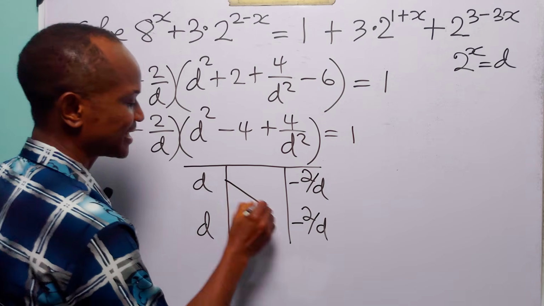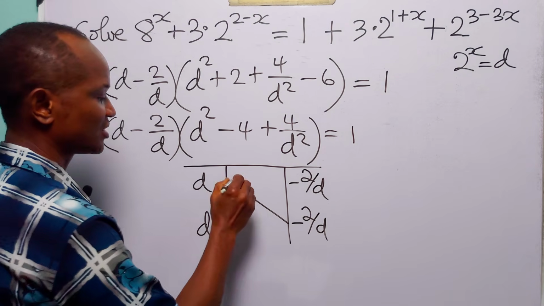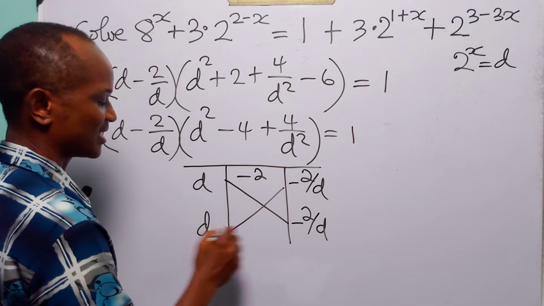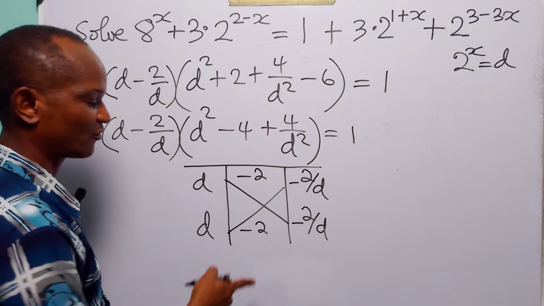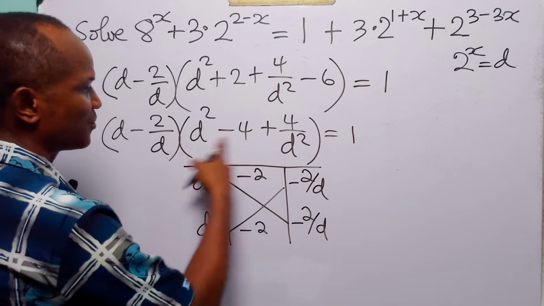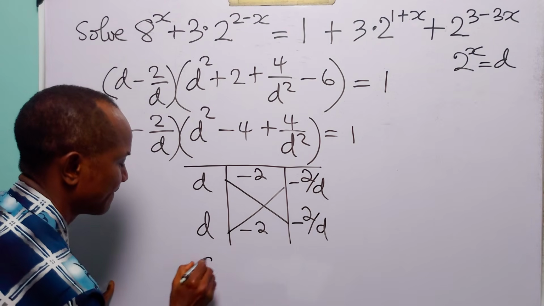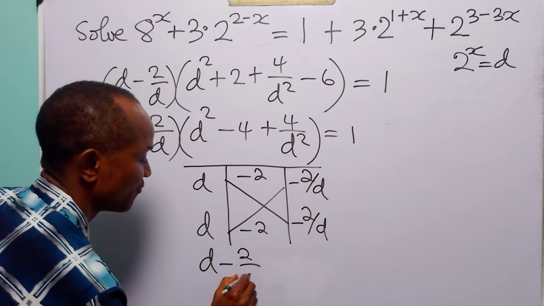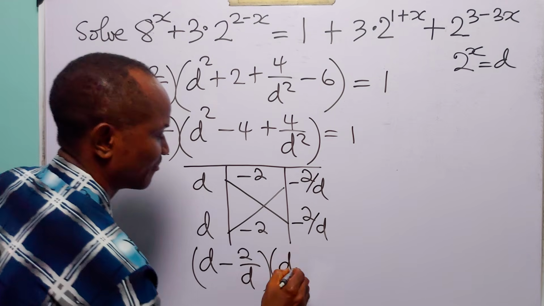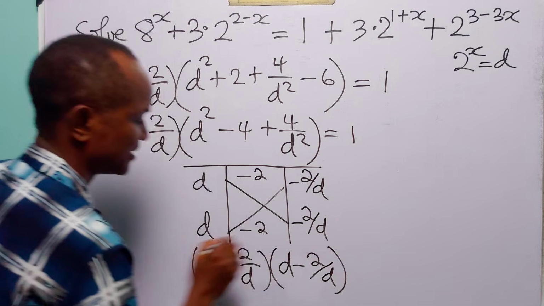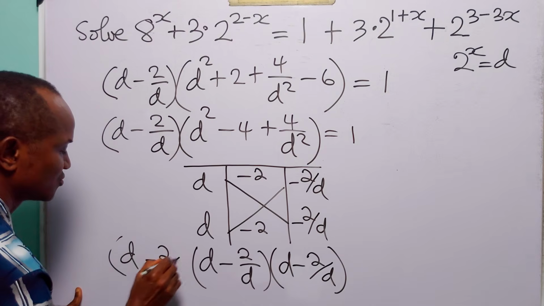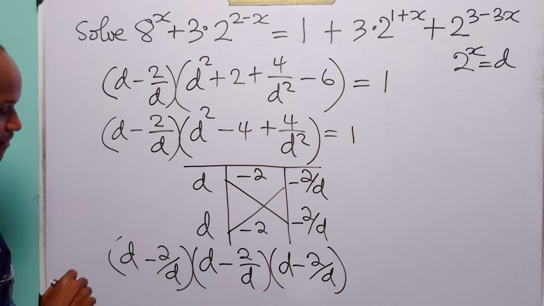Now, d times minus 2 over d is going to give us minus 2. And in the same way, d times minus 2 over d is going to give us minus 2. And of course, minus 2 minus 2 is going to give us minus 4. So when we factorize this, we have d minus 2 over d times d minus 2 over d. And of course, here we have d minus 2 over d.